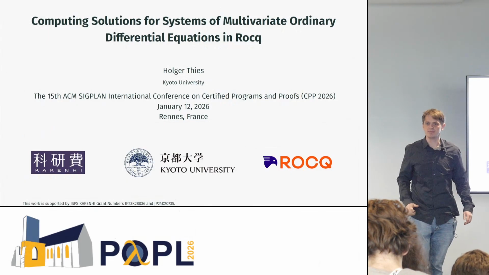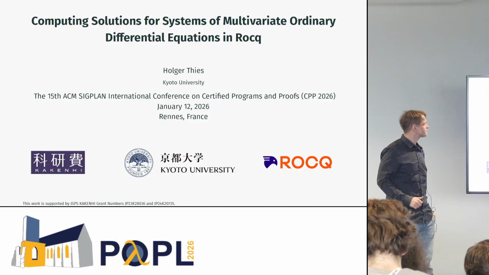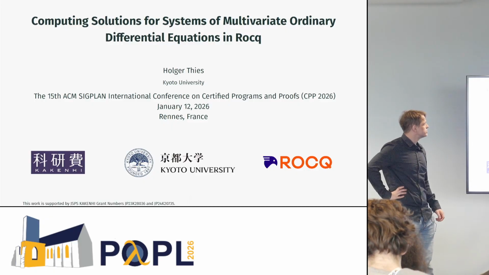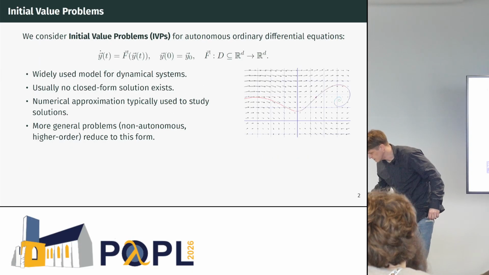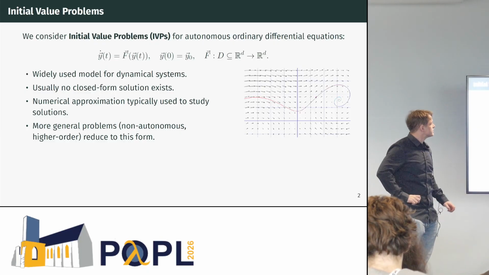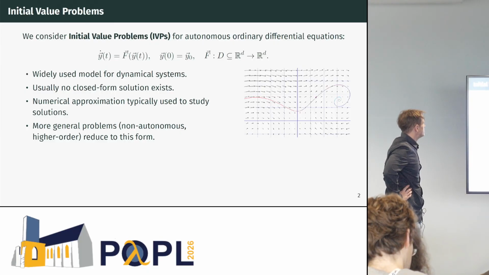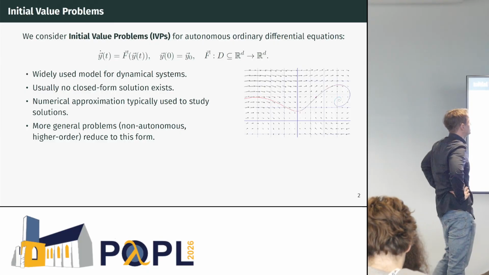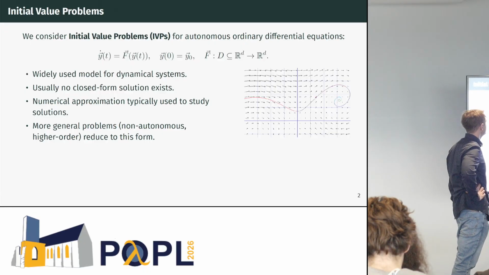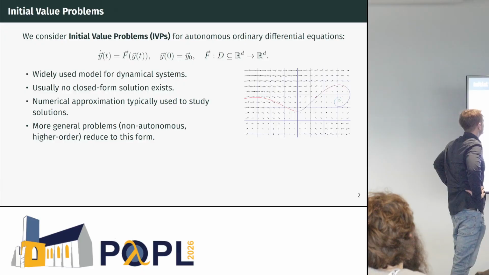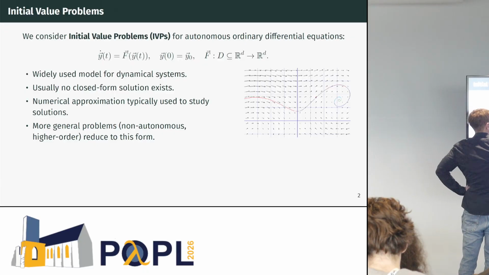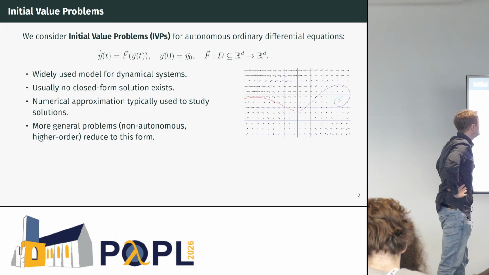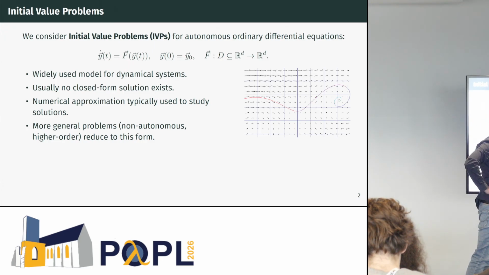My talk is also in the constructive setting, so it's about computing solutions of ordinary differential equations in Rocq. And so what exactly am I going to talk about? The problem we consider is initial value problems for autonomous, first-order ordinary differential equations like this. The time derivative is given by f of y of t, and you are given an initial value at time 0.